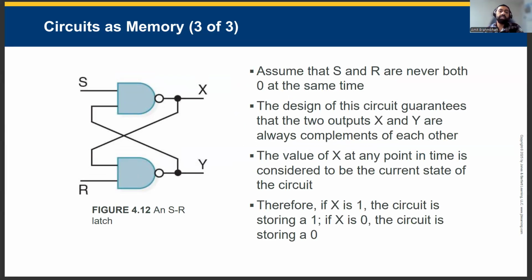Operationally, we avoid asserting S and R in the forbidden combination noted by the design. The outputs, commonly labeled X and Y, are always complements. Whatever value X holds is the current state. X equals 1 means the latch stores a 1. X equals 0 means it stores a 0. This is our first, simplest memory cell.